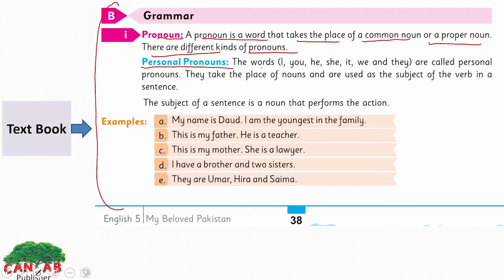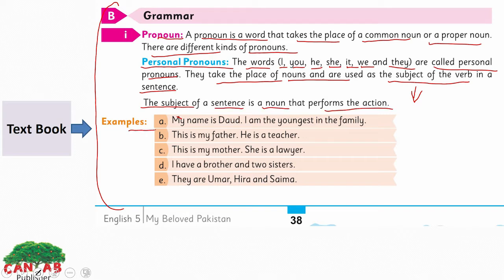Personal pronouns. The words I, you, he, she, it, we and they are called personal pronouns. They take the place of nouns and are used as the subject of the verb in a sentence. Pronoun किसकी जगह लेता है? Subject की. The subject is the doer of the action, the main thing of the action in a sentence. The subject of a sentence is a noun that performs the action.